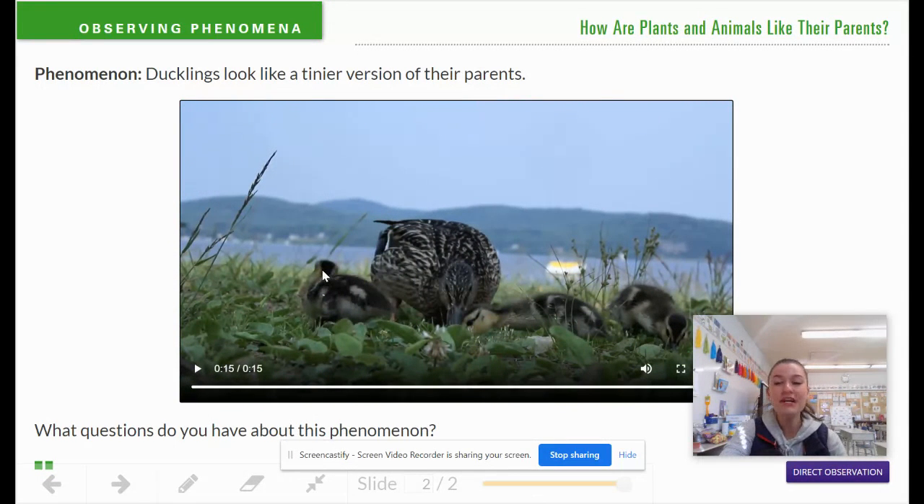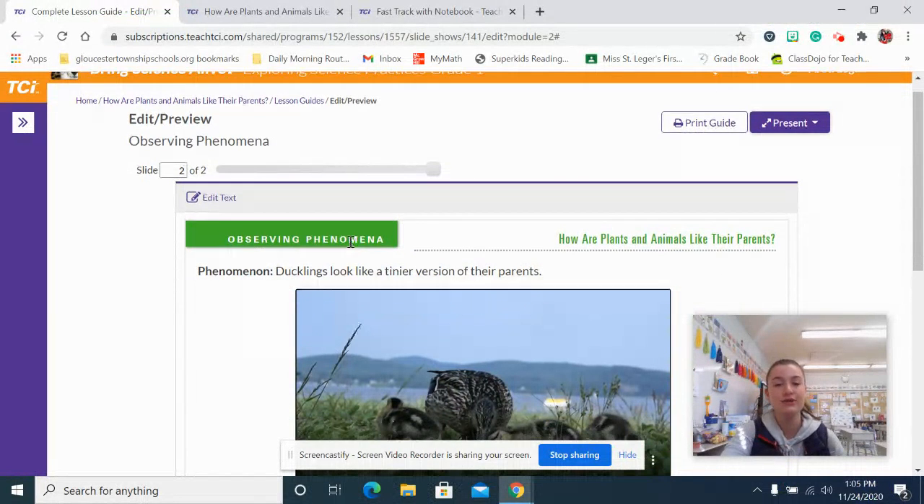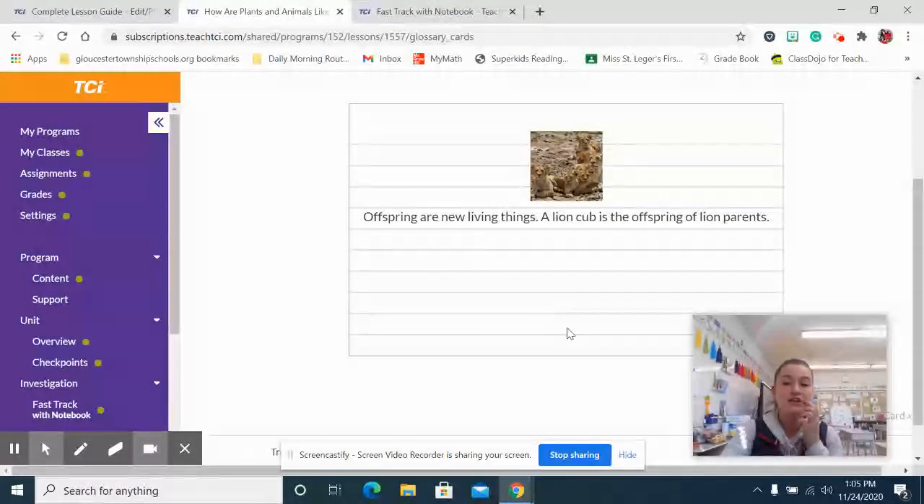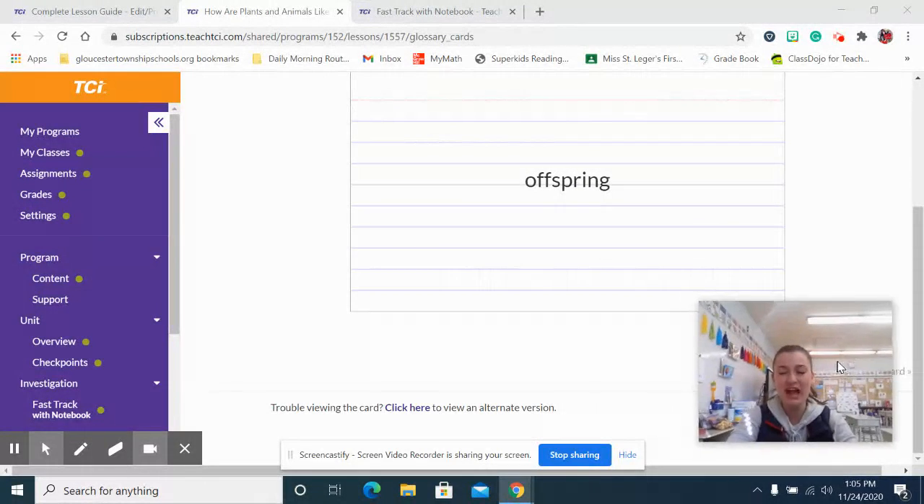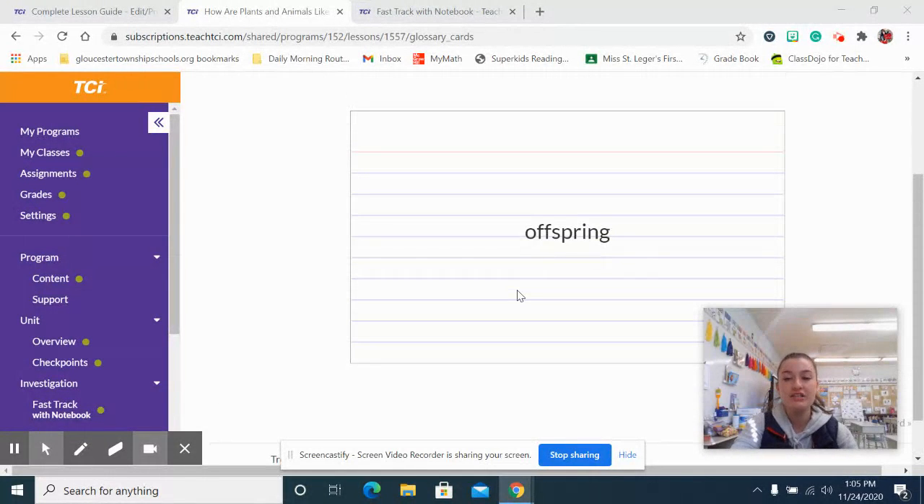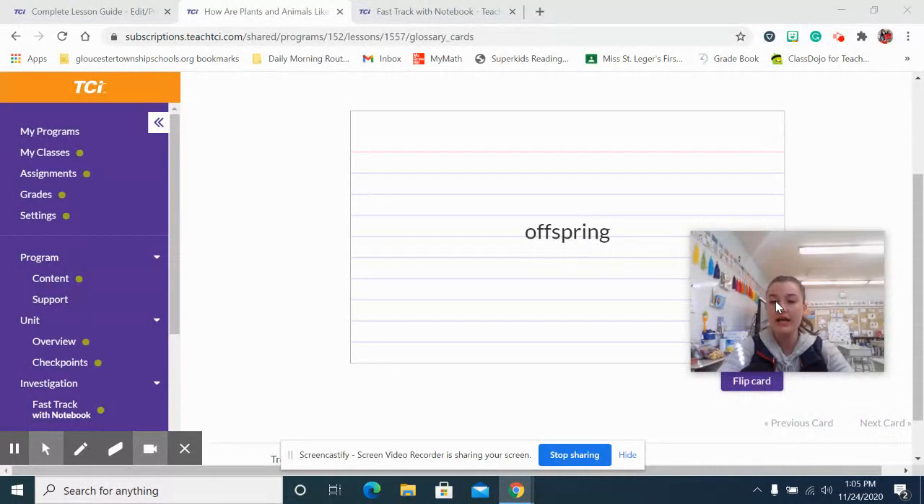All right, so we got to see how the mom and the little ducklings work. The second thing we're going to do now is I'm going to take us to our flashcards. These flashcards are going to be helpful because there are some vocab words in our science lessons, and we want to make sure we know exactly what they mean. So in lesson 2, we're really going to focus on the word offspring. Can everyone say offspring? You're probably wondering, what in the world does offspring mean? Well, I'll show you right now.